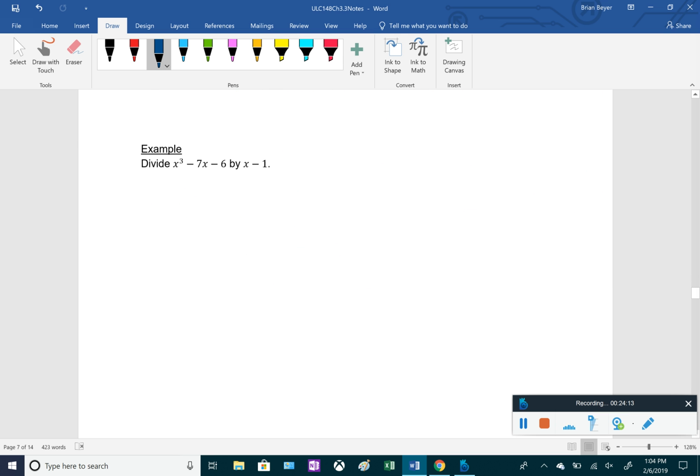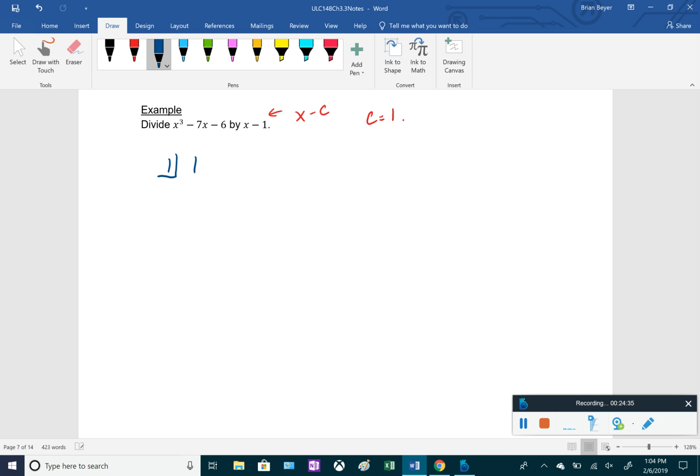So let's do one more because they're pretty short. Let's divide x cubed minus 7x minus 6 by x minus 1. There's a reason why I want to do this one, even though we probably get the idea of it. So the divisor is in the form x minus c. Our c is positive 1. So we're going to box that in.